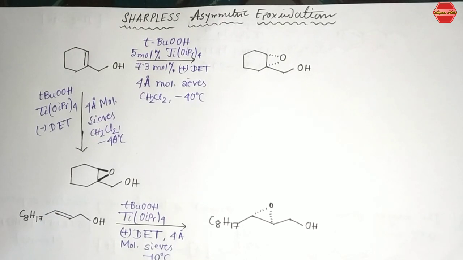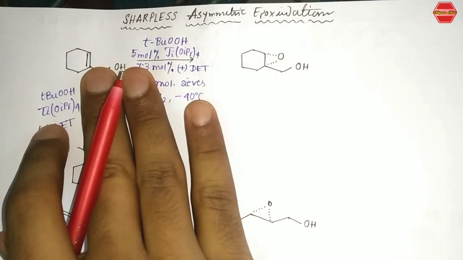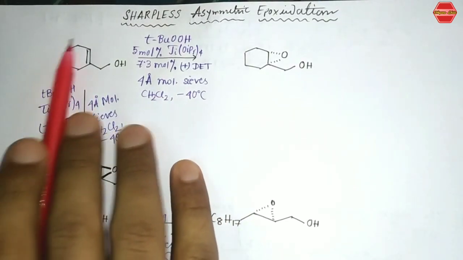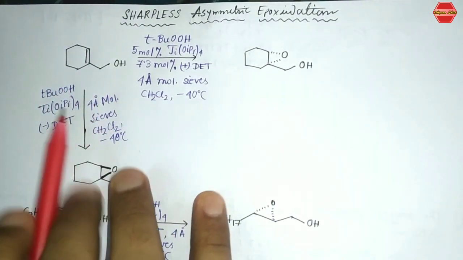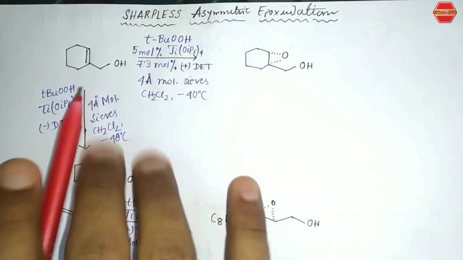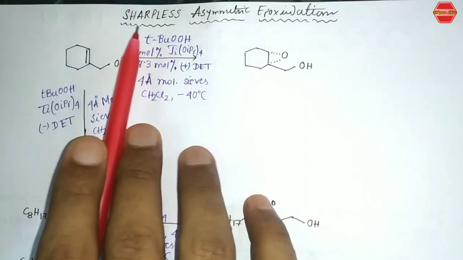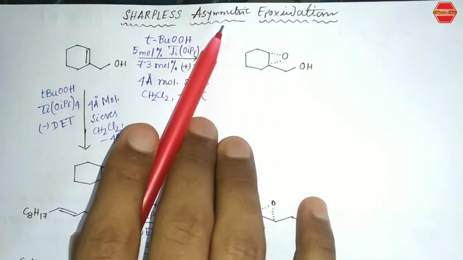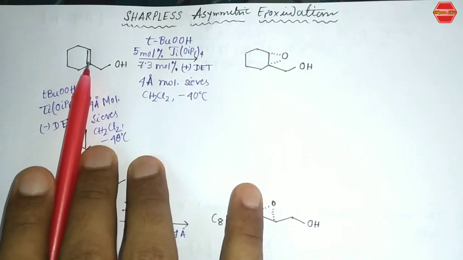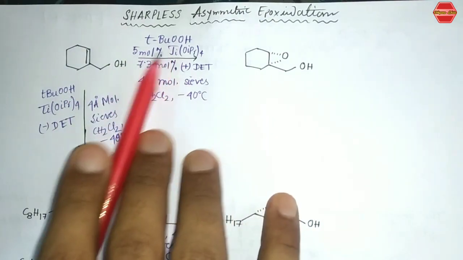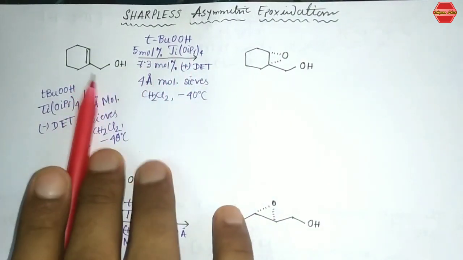Okay, now let's start. At first we are taking a compound like this. This is one kind of cyclic allylic alcohol. We already said in the previous video that this type of Sharpless Asymmetric Epoxidation generally takes place on an allylic alcohol. So you should have the allylic alcohol to form an epoxide. This is our allylic alcohol.